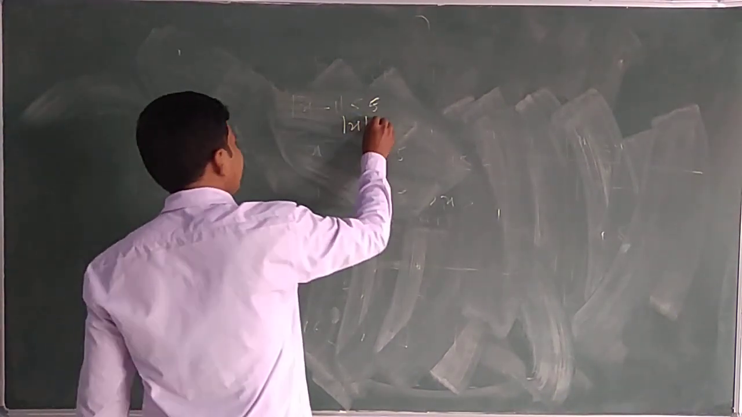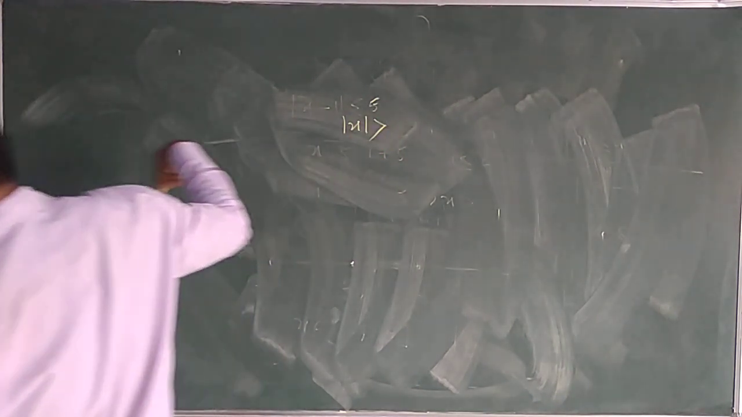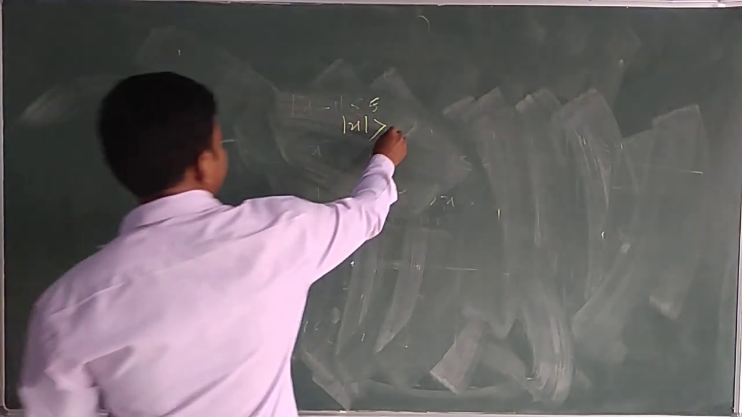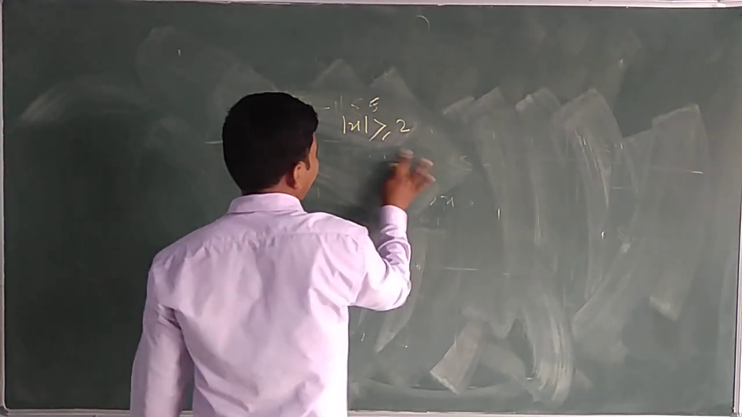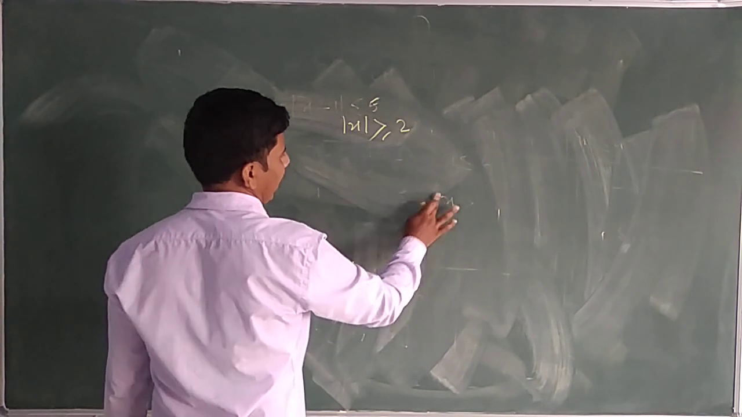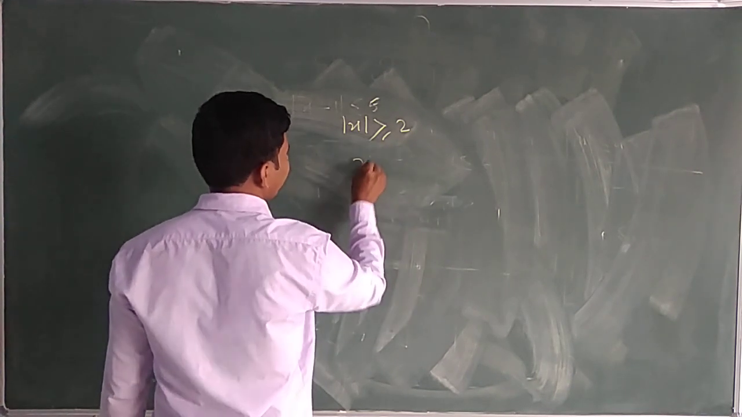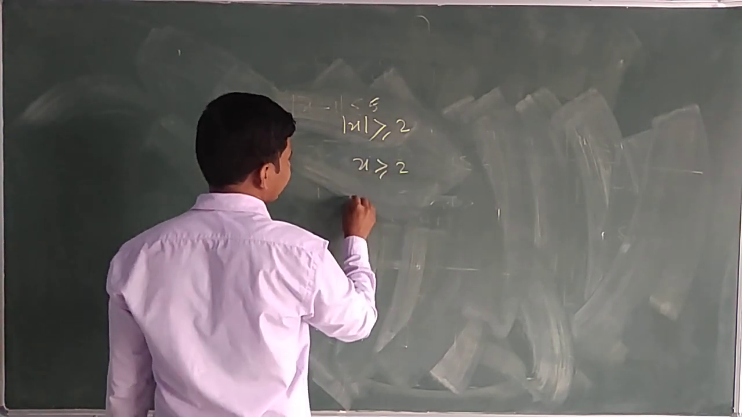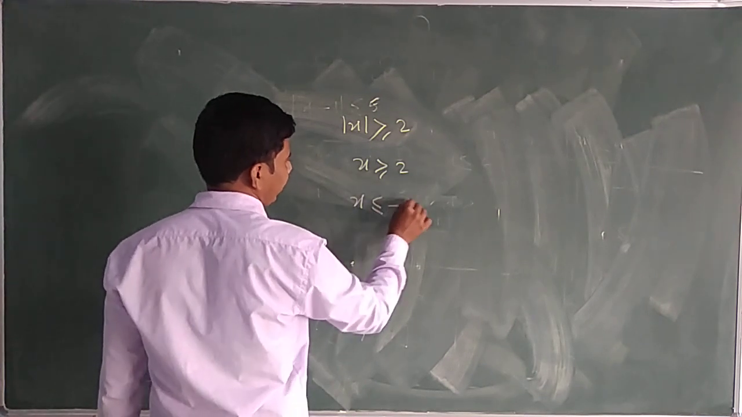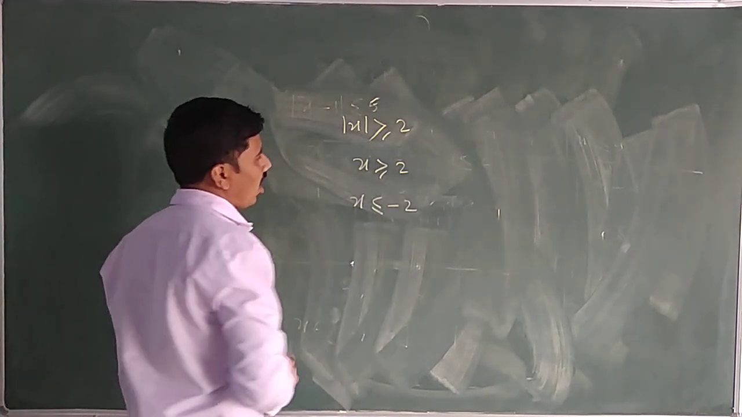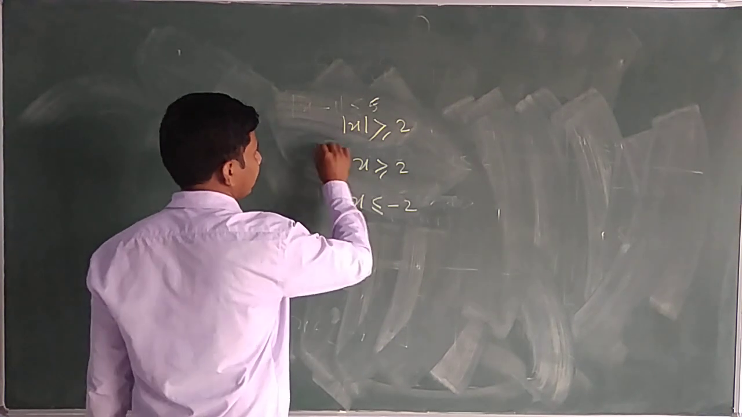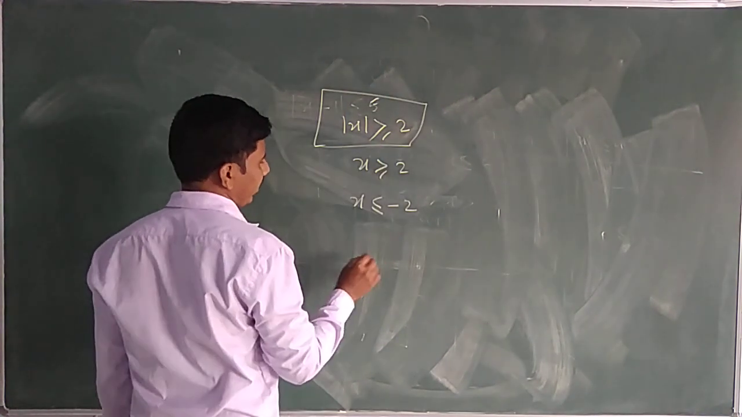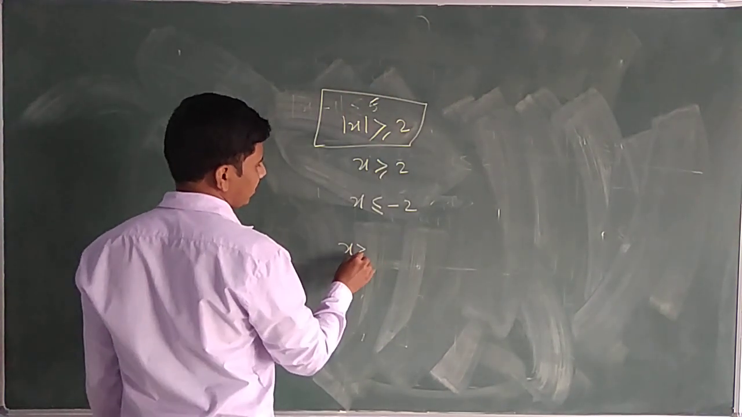Modulus of x is greater than or equal to 2. So in this case we don't have to do a minus r, a plus r. Directly take the symbol as it is, invert the sign and take the minus of it. So this is the solution of this inequation. So what is the solution? x is greater than or equal to 2.